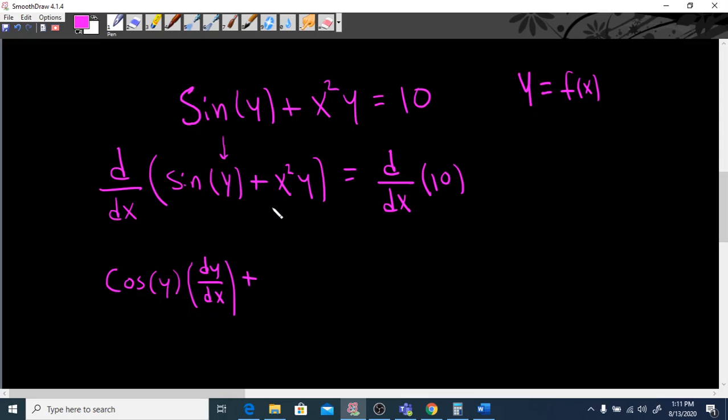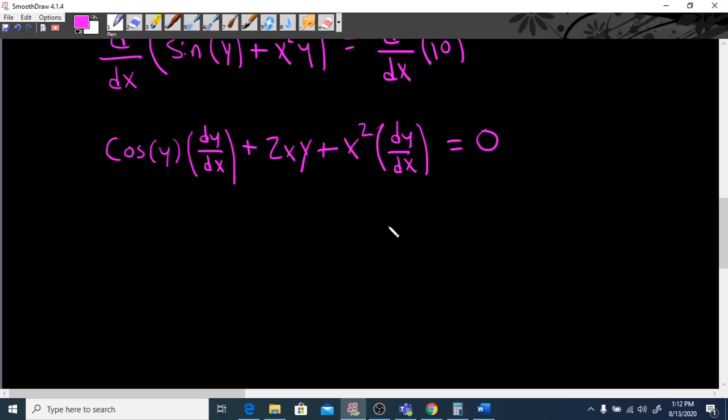And then plus, and now this is a product, x squared times y. Let's see, I'm going to do this one without writing the product rule this time. I've written it every other time. Let's see if we can follow it without me writing it down. So we're going to take the derivative of the first piece, which is 2x. We're going to leave the second piece alone. And then plus, we're going to leave the first piece alone, and then take the derivative of the second piece, which is y. And remember, we're doing d by dx, so this will be dy dx. Awesome. Okay. And then over here, derivative of 10, nothing.